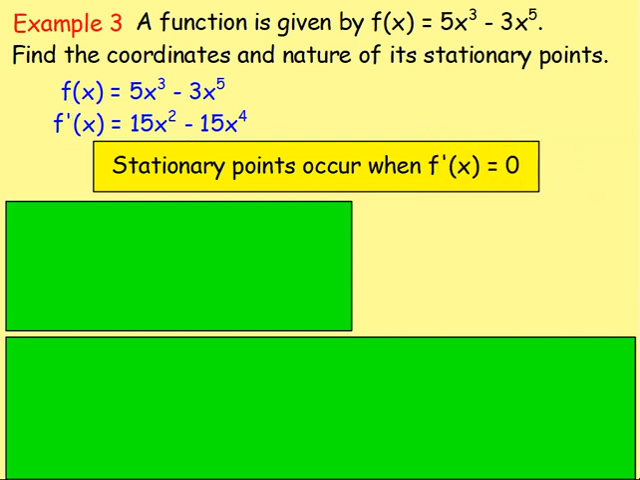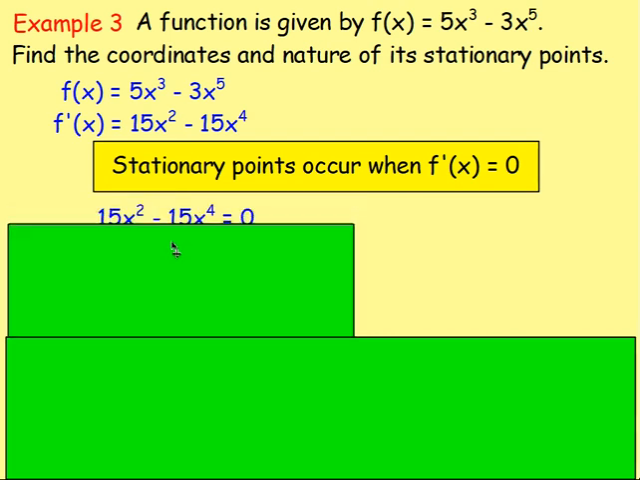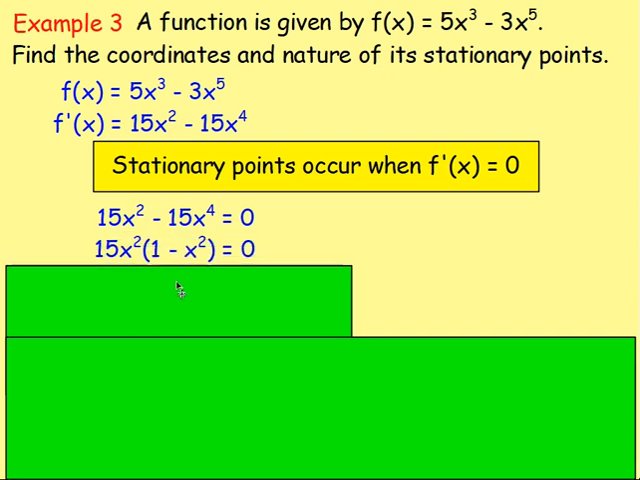Make sure in an exam you do not write dy by dx, write f dash x. Go with whichever notation they give you. Set the derivative then equal to 0, so 15x squared minus 15x to the power of 4 equals 0. And again, solve that for x, so factorise both of these. You can take out 15 as a common factor from the terms, and you can also take out x squared. So 15x squared bracket x minus 1 minus x squared.